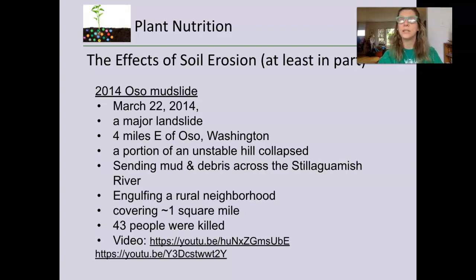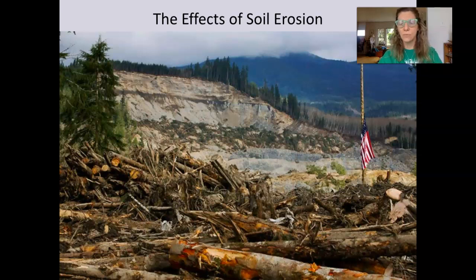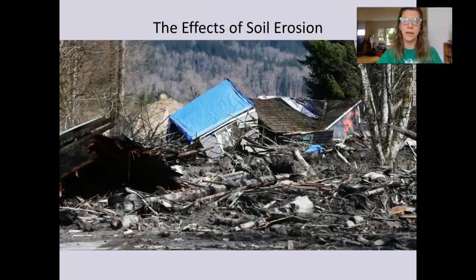But in 2014, very close here, the Oso mudslide, and many of you might have heard about it, was a major mudslide. It's about 4 miles east of Oso, Washington. A major portion of a hill collapsed and it killed 43 people. There's some videos here that you can learn a little bit about what happened, but a lot of that was associated with soil erosion. And this is kind of what it looked like. It fell on top of basically a whole bunch of houses, and those people died. And there is a memorial there. If you drive out in that direction, you'll see it, but this is what it looked like after the slide.